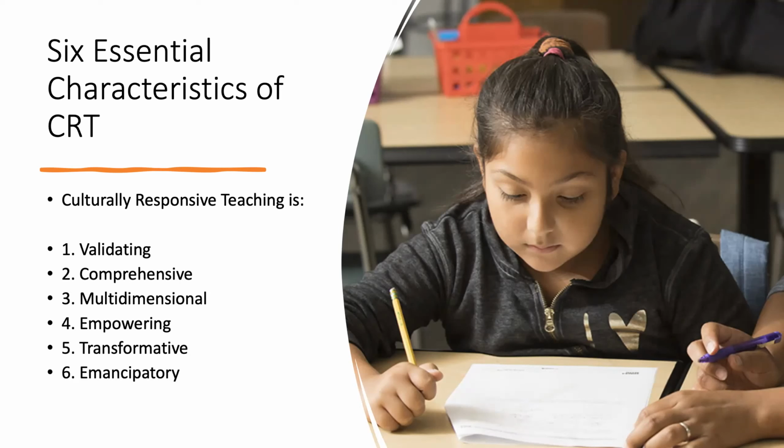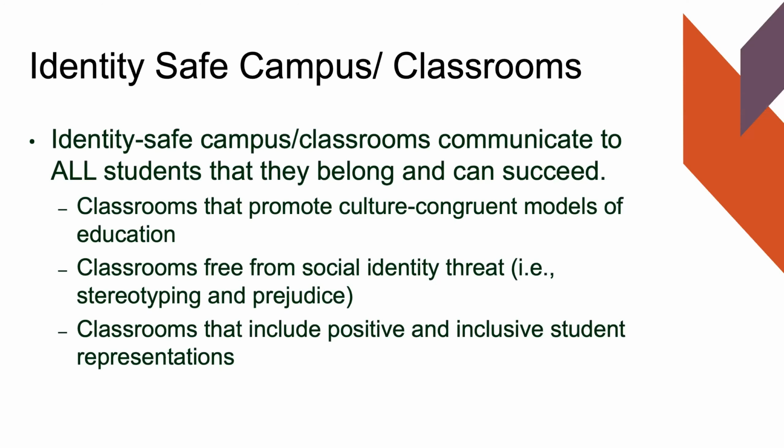come back to that in a little bit, but let me jump ahead just a few slides so we make sure I get through everything in enough time. So this leads to the idea of creating identity safe campuses, classrooms, and so on. The idea here is that the classroom and the environment need to be as culturally congruent as possible in order for our Native students, all students really, to succeed and to be successful, no matter how you define that, right?